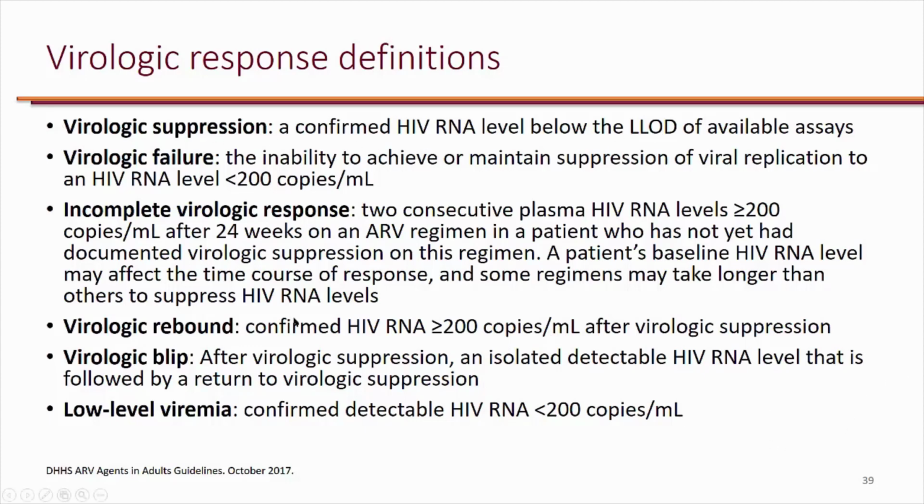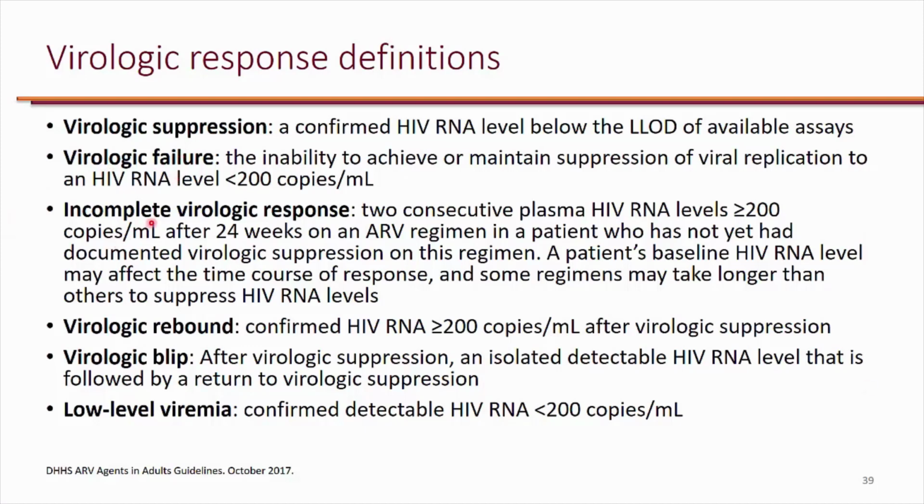Now, if somebody's viral level couldn't be lowered to actually less than 200, we call it virologic failure. Because if it does go less than 200 but still detectable, we call it low-level viremia. So suppression is undetectable. If it's between undetectable and 200, we call it low-level viremia, and if it's greater than 200, we call it virologic failure.